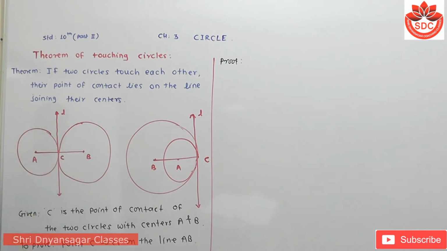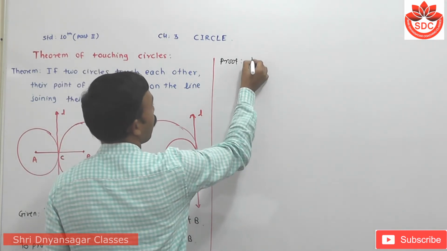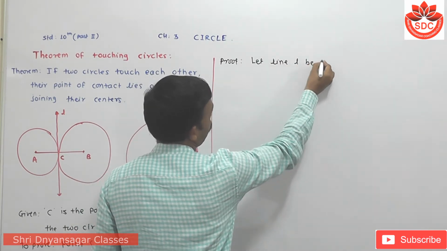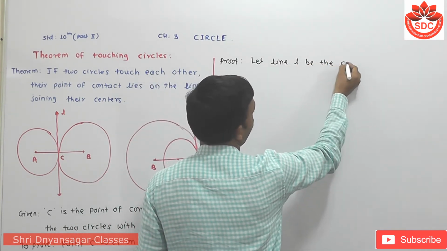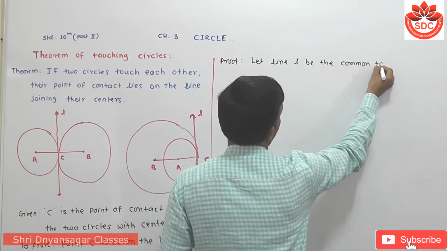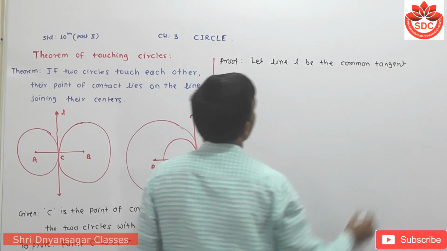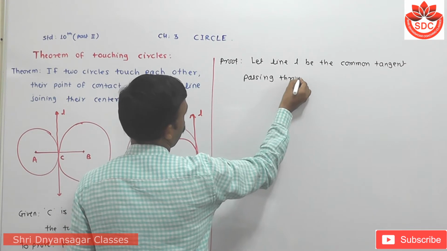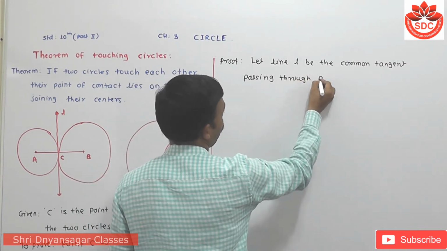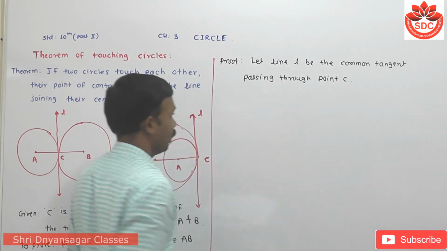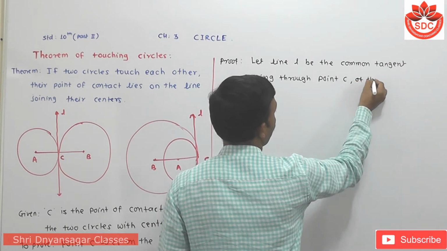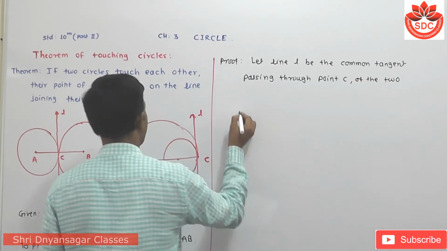For this, its proof is: now this is the line L and this is the common point C. So here, let line L be the common tangent passing through point C of the two touching circles.